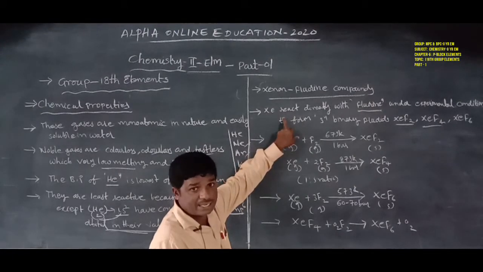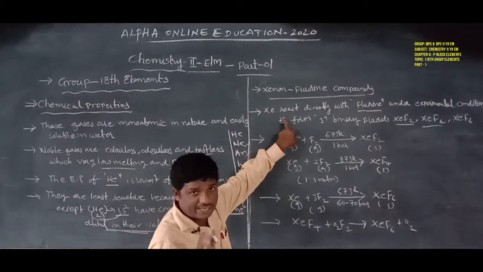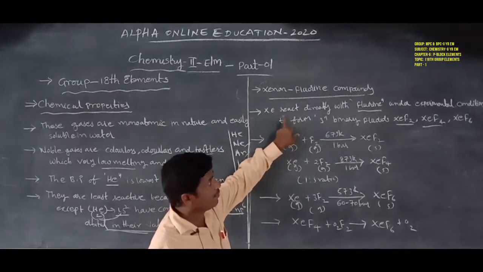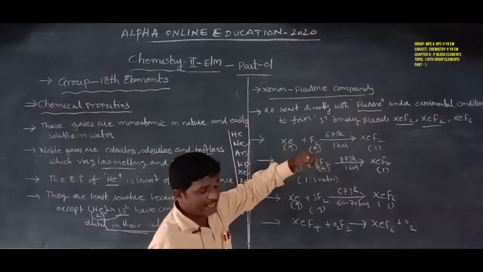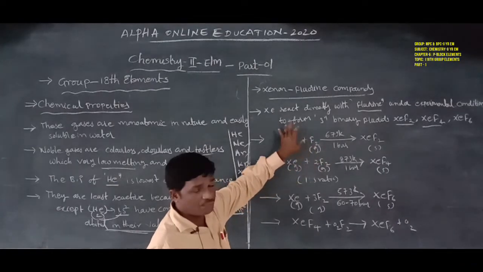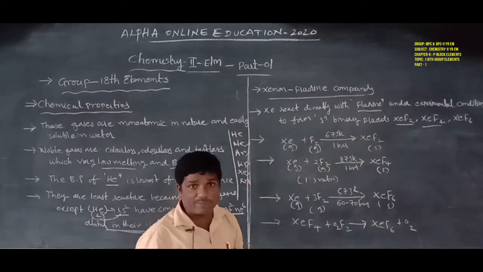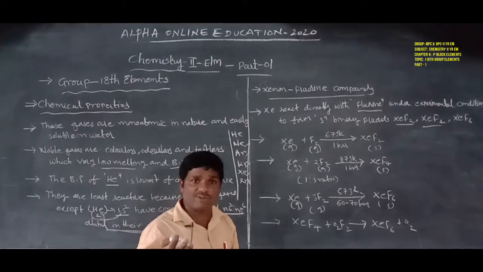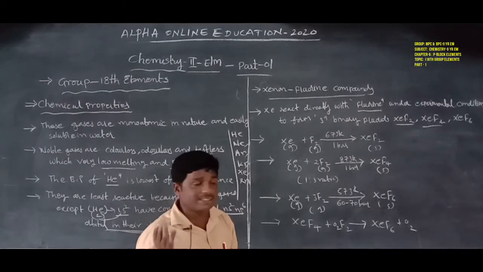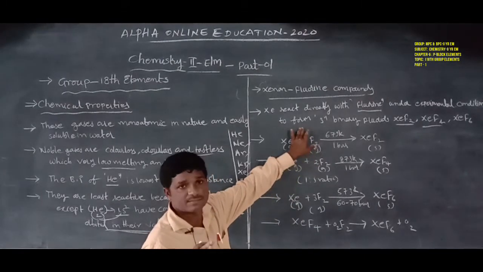Here is the preparation of the xenon fluorides. Xenon reacts with fluorine under experimental conditions to form 3 binary compounds: xenon difluoride, xenon tetrafluoride, and xenon hexafluoride.